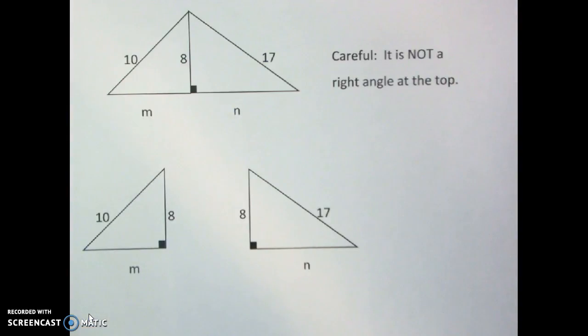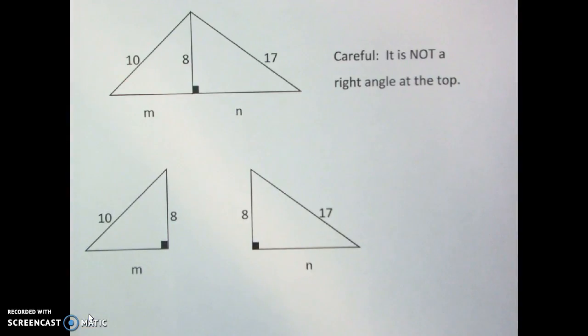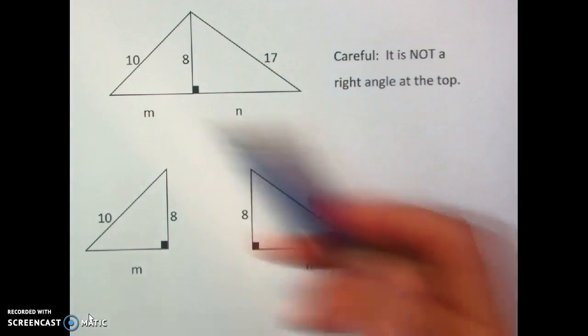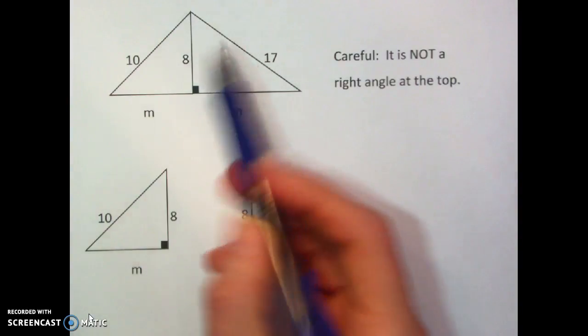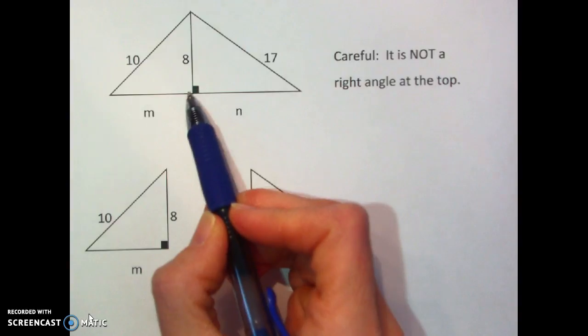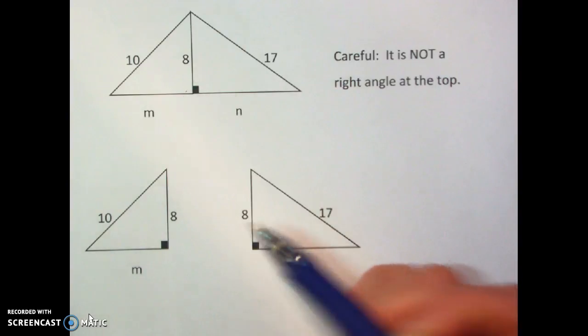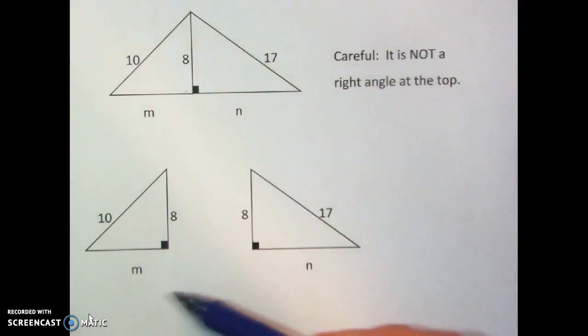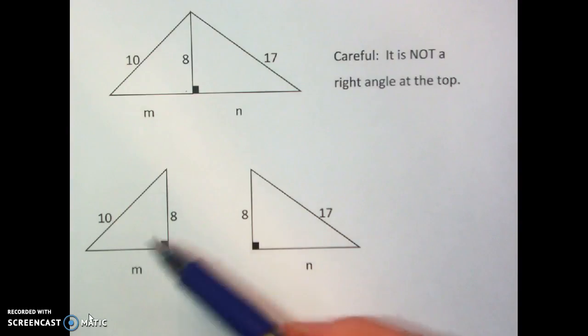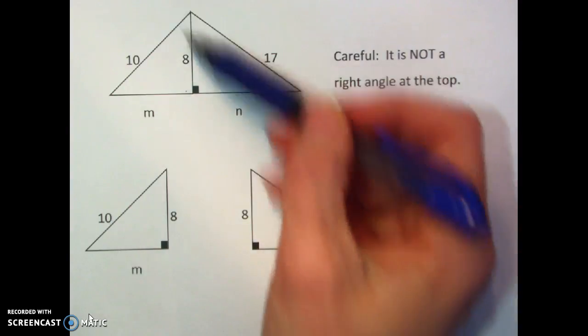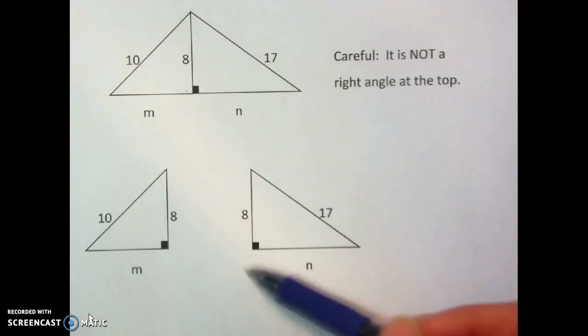All right, here's another one for us to try, a little more complicated than the last few. If we have this shape, we have a right angle here, which means this side would also be a right angle, which means we're looking at these two separate triangles, one with 10, 8, and m, and then the other side with 8, 17, and n.